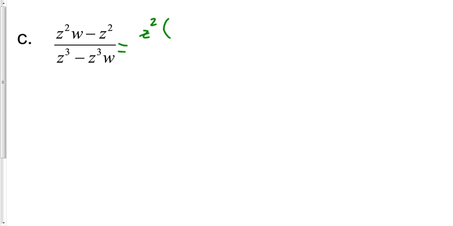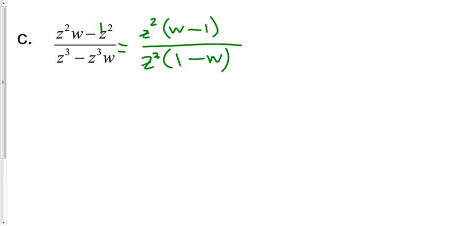Now, what am I left with? I've got a w in the first term minus, I have just 1 left in the second term. So z squared times w minus 1. In the denominator, I'm noticing a z cubed in common, so I'll pull that out in front. And I've got z cubed times 1 in the first spot minus z cubed times w in the second spot. Now these factors are very, very close, but they're not identical. W minus 1 is not the same as 1 minus w. So how can I fix this?